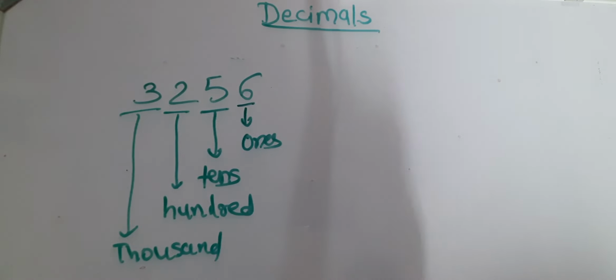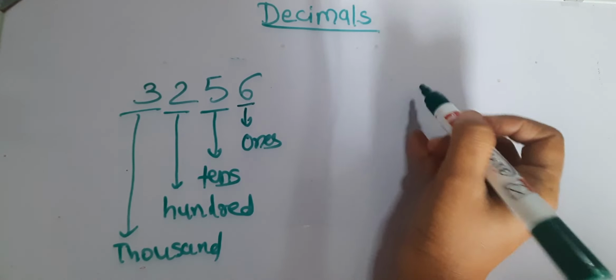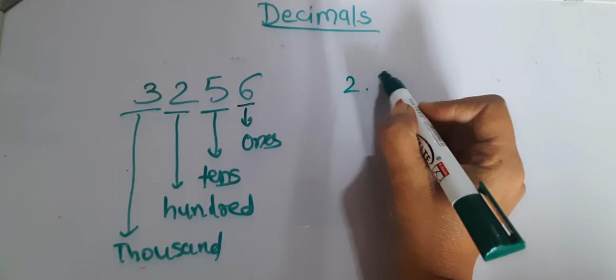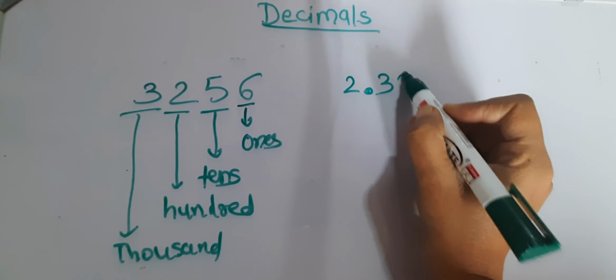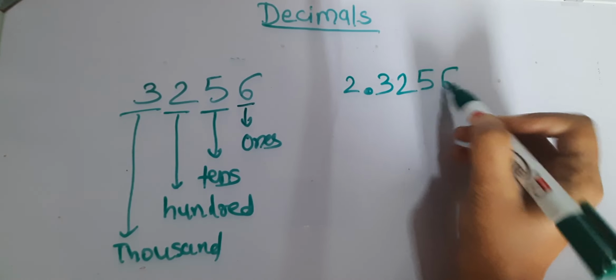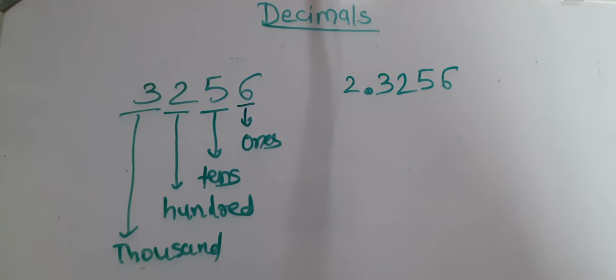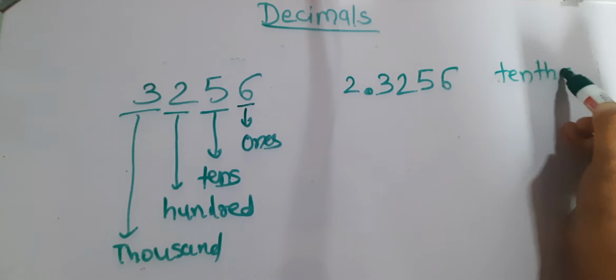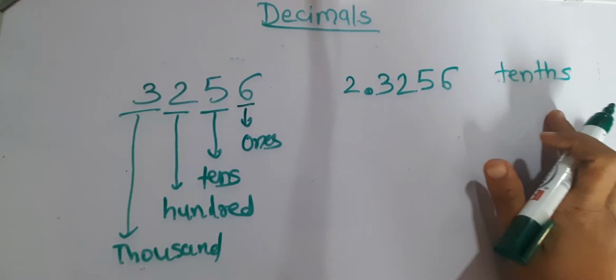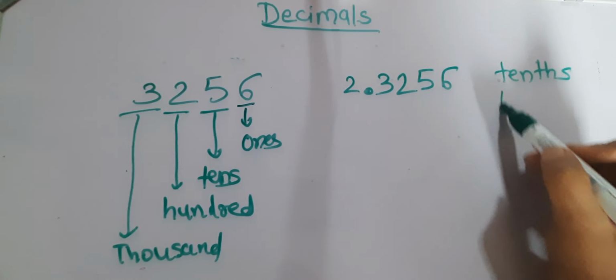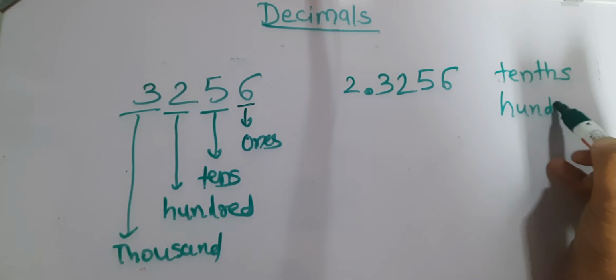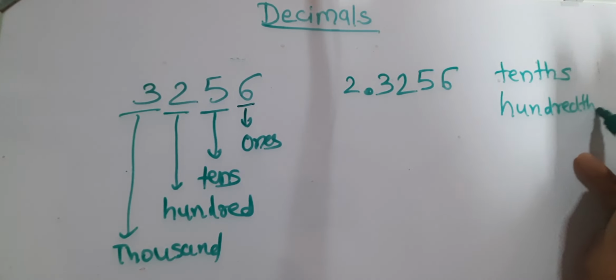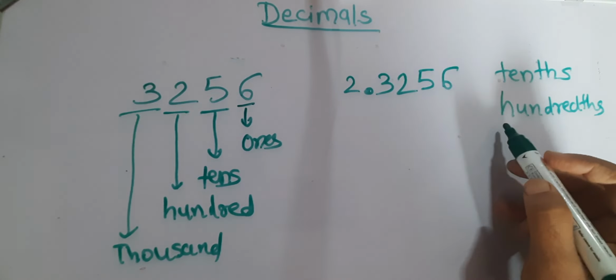Okay, if the same number goes after the decimal, like suppose it is 2.3256, we have the terms tenths, hundredths and thousandths. It's not tens, it is tenths.